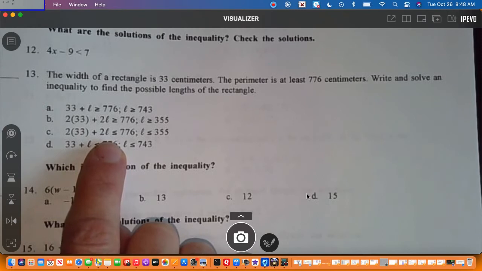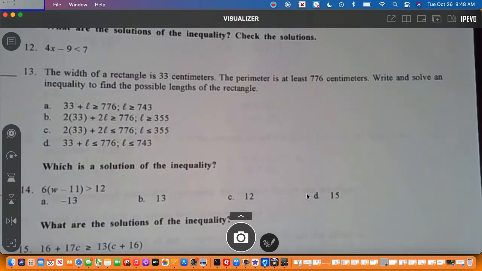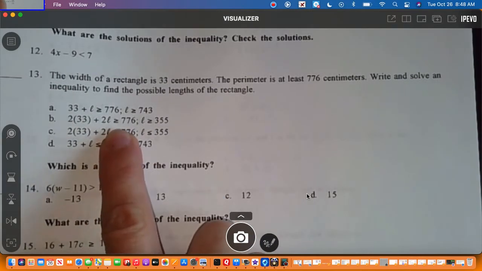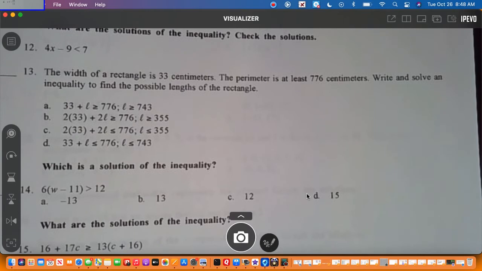Then we have to look for the perimeter is at least 776 centimeters. If it's at least that much, that means it can be that much or more. At the very least, it's 776. That would be the greater than or equal to sign. So you can already tell 13 is B without even solving it. It's B.